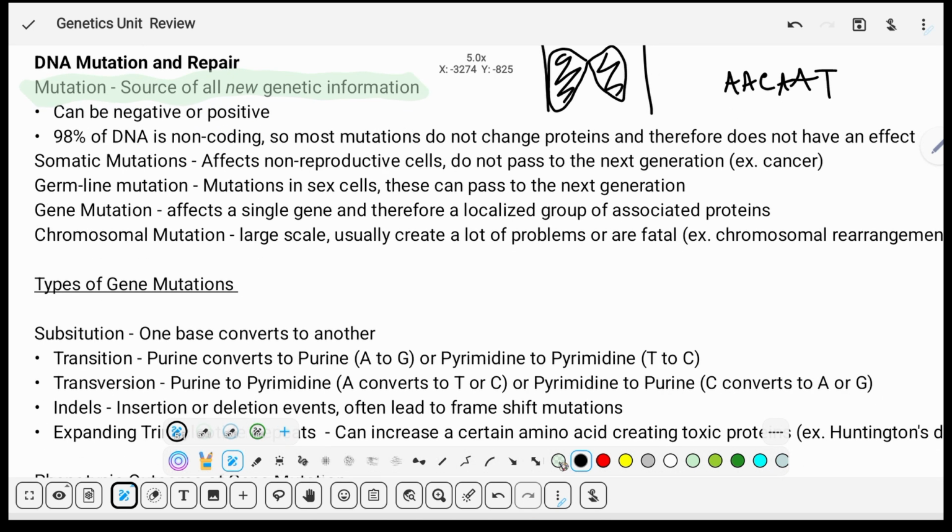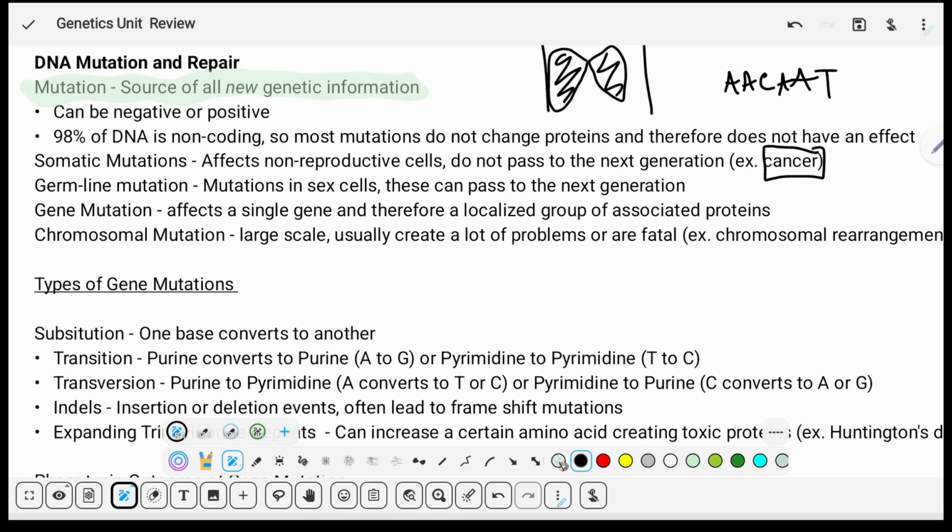Somatic mutations. These affect non-reproductive cells and do not pass to the next generation. This is what you would think of when you have cancer. Those affect stuff like your skin cells, your organs, basically anything that is not a reproductive cell. Mutations in reproductive cells, the germ cells, would be passed to the next generation, and that's where you get your genetic diseases, Huntington disease, etc.